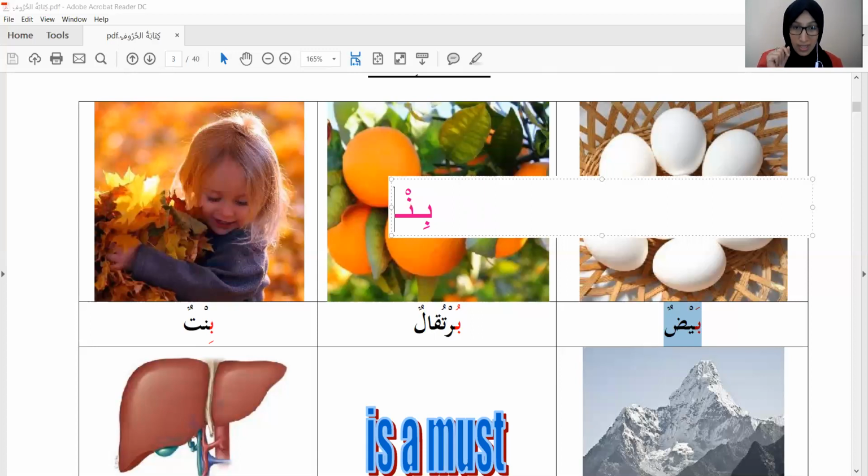So noon. The name is noon, but the job is the responsible of making the sound n. The sound n will not move because I have sukoon already, so I keep my n. I will say bin, bin. And the third letter is ta. The name is ta, but the job is the responsible of making the sound t in Arabic, t plus two dhamma, so it has tun, tun, bintun, bintun.